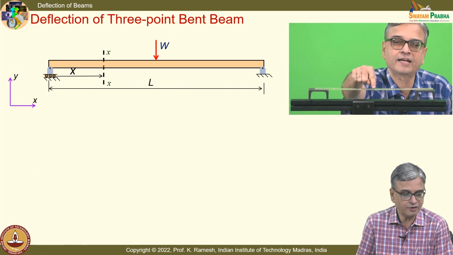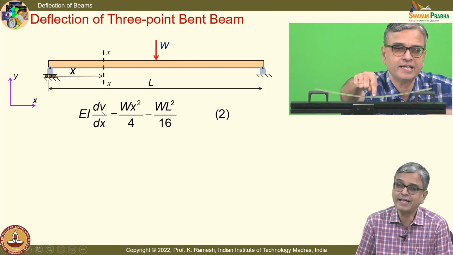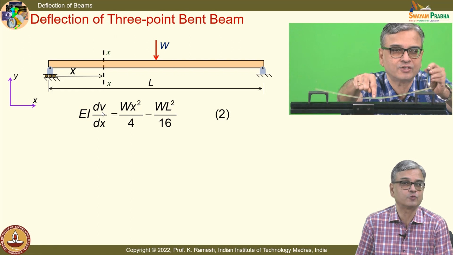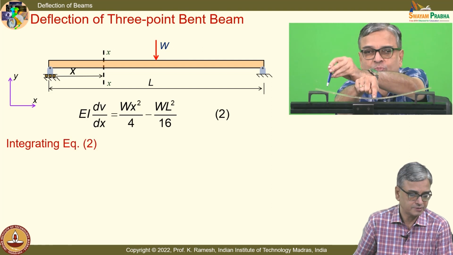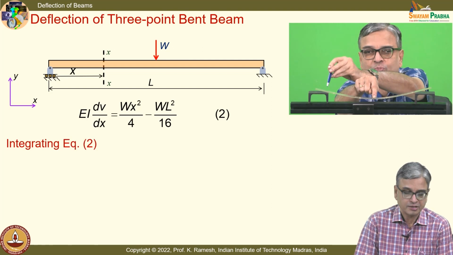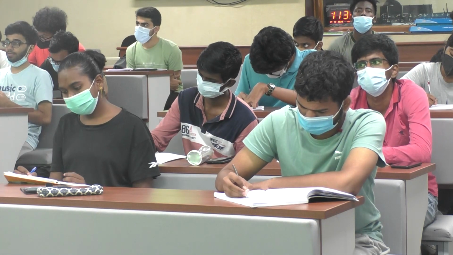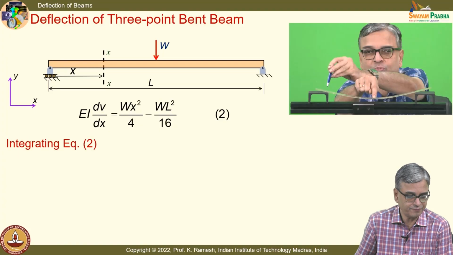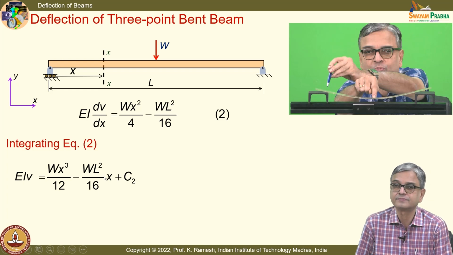And we will have to integrate it again and find out what is the expression for deflection curve V. So, I can integrate this, that is very simple and straightforward. Can you integrate and then check with me? Please do the integration and check with me. It is a very simple and straightforward expression. I get EIV equal to Wx cube by 12 minus WL squared by 16 into x plus C2. And I have to determine C2 by applying the boundary conditions.